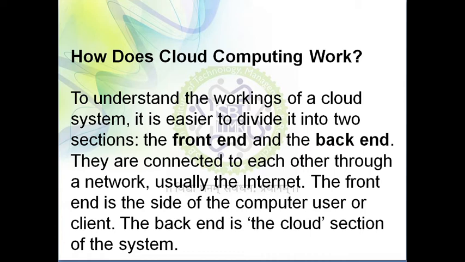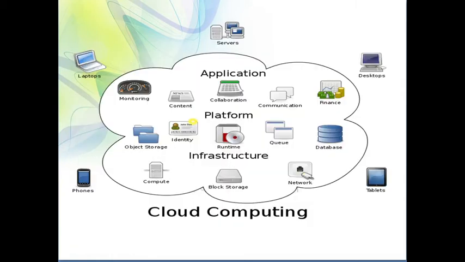The front end is the side of the computer user or the client. Back end is the cloud section of the system. In that cloud section, there are many components available that we need to check. If you see this infrastructure, we have seen many times, that is infrastructure, platform, and applications. These are the three major sections in which we have divided the cloud: infrastructure as a service, platform as a service, and software as a service.